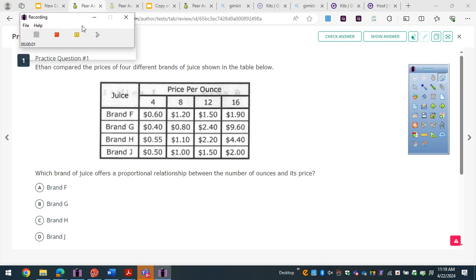Okay, Ethan compared the prices of 4 different brands of juice shown in the table below. This brand, look at this one right here, brand F at 4 ounces, it's that much, and so forth. Which brand of juice offers a proportional relationship between the number of ounces and its price? Proportional means that it goes to the origin.